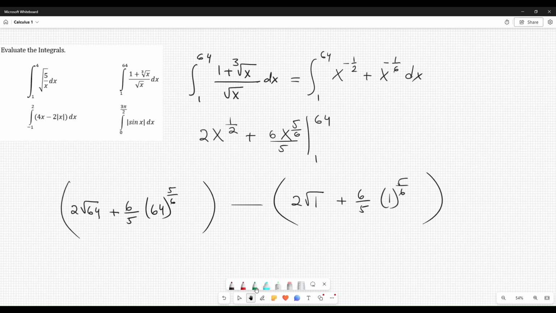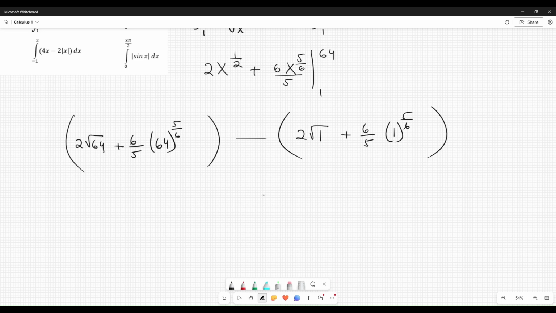Okay, cool. Now this is 16 because square root 64 is 8. This is 16 plus, this is more complicated. This is the 6th root of 64. Okay, let me put it in the calculator. 64, for example, raised to the 5/6 is 32. The reason is the 6th root of 64 is 2, and 2 to the 5th power is 32. The 32 multiplication by 6 is 192 over 5. Okay, at least I did that part.